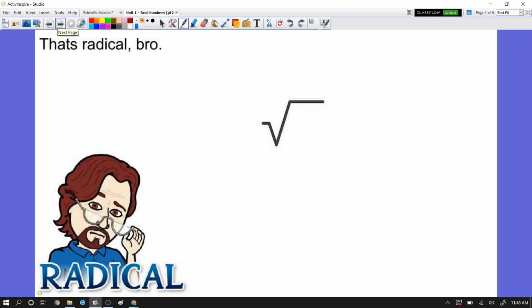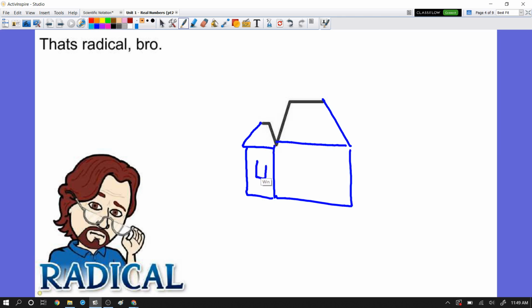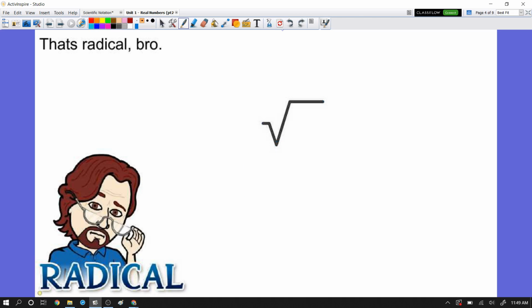So, radicals. I call it a lightning bolt. I don't know, maybe like a part of a roof of a house. You know, like if you were to do this and then you got the garage over here, or something. Maybe a window. I don't know. Put a door. Anyway, I'm getting carried away.